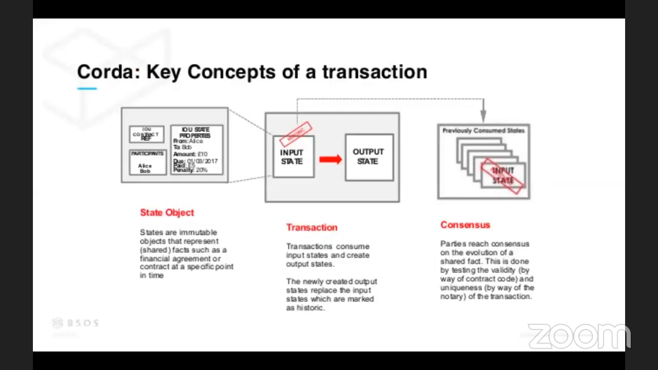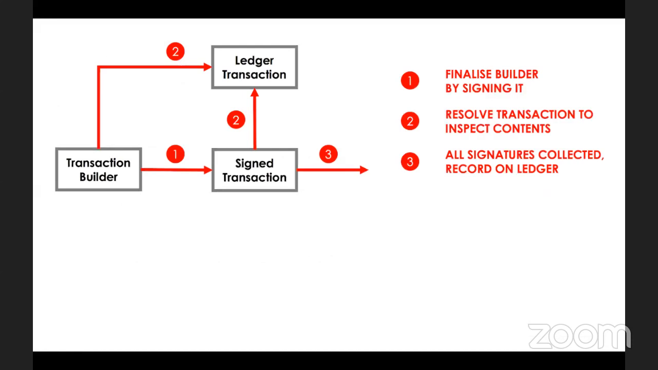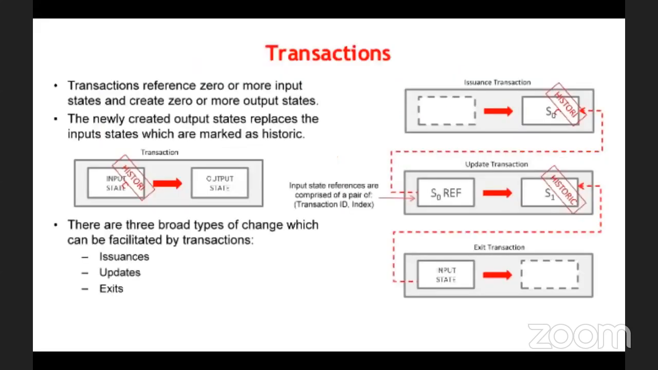Transaction lifecycle: we have seen state, transaction and consensus. How do we use the transaction builder? The builder will inspect the content and then signatures are collected. We have seen what is in a transaction. There could be an issuance transaction where there is no input, and an exit transaction where there is no output. So you can have zero input or zero output. An issuance transaction is an example of no input. An exit transaction is an example of no output. There could be update transactions as well.